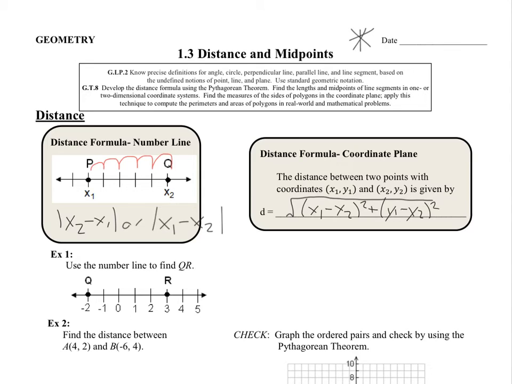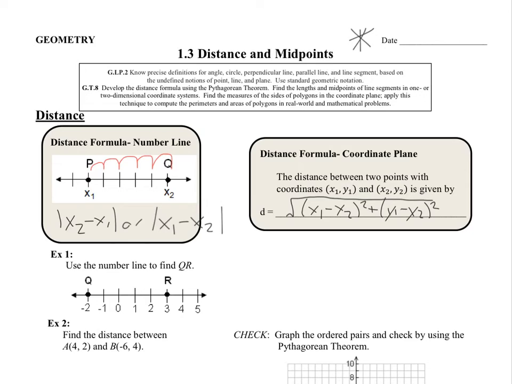Now, you can switch it up, and if you want to do x2 minus x1 and y2 minus y1, that will work perfectly fine. That would be the exact same thing as if we did the distance formula on the number line. Now, in example 1, it tells us to use the number line to find QR. So it is telling us to find the distance from point Q to point R.